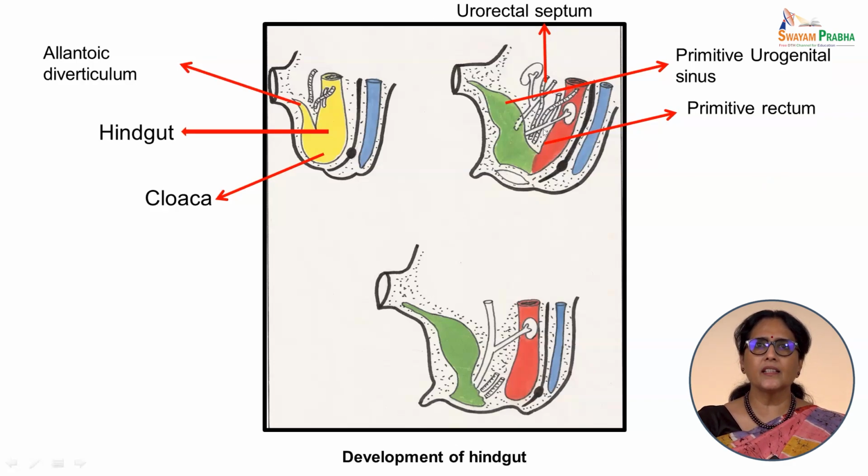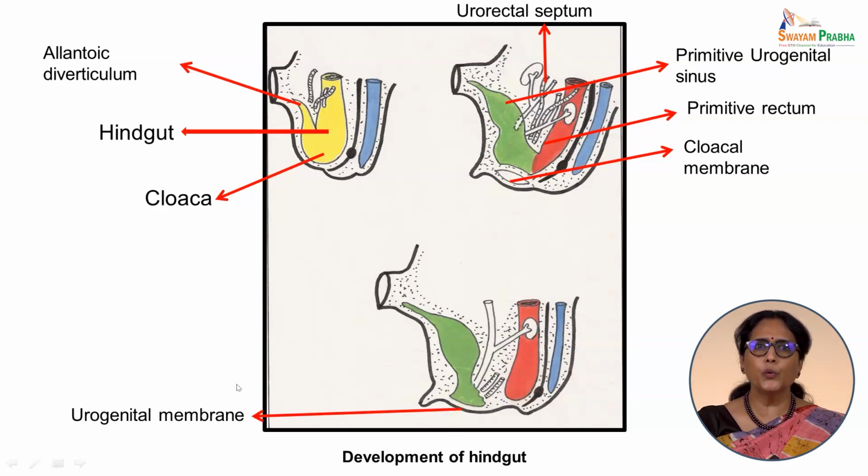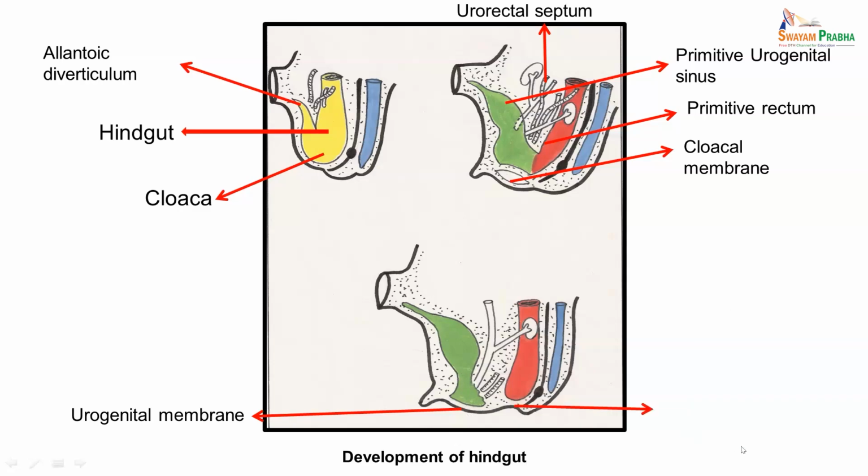The urorectal septum descends down from the hindgut to the cloacal membrane, and it separates the cloacal membrane into a ventral urogenital membrane which lies below the urogenital sinus and the dorsal anal membrane which lies below the primitive rectum.